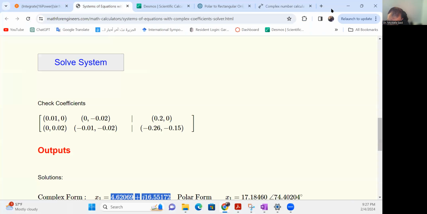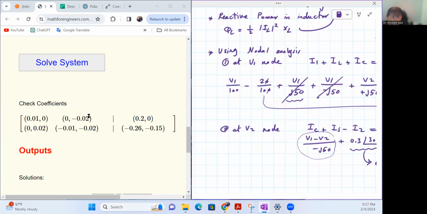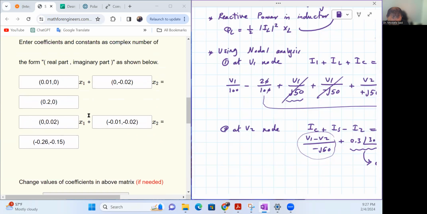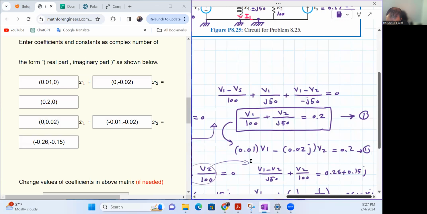So I believe I have it already. So let's check. Yeah, I believe I have it. So let's see. 0.01 and there is no imaginary. That's right. This x1 is V1 here. Yes, there is no real for V2, but there is minus 0.02 for the imaginary part, and the real part, I'm sorry, the constant is 0.2, and there is no imaginary.